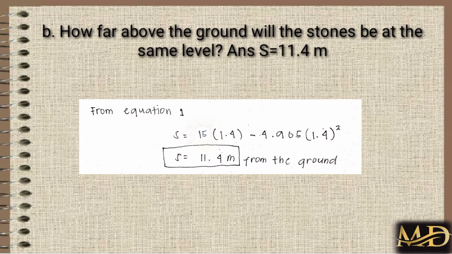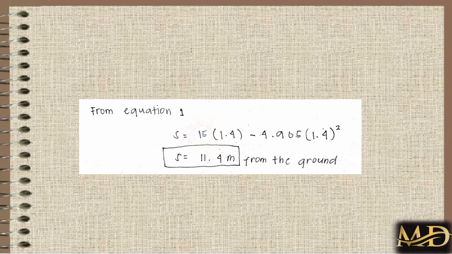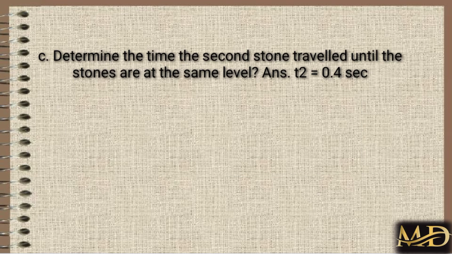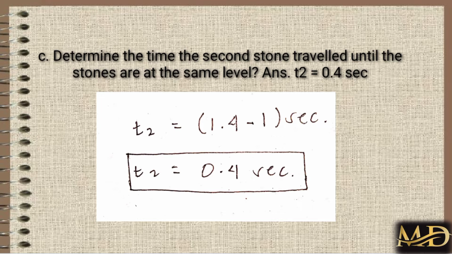Letter B. How far above the ground will the stones be at the same level? From equation 1, S is equal to 15 times 1.4 minus 4.905 times 1.4 squared. So S is equal to 11.4 meters from the ground. Letter C. Determine the time the second stone traveled until the stones are at the same level. So T2 is equal to 1.4 minus 1 second. So the result will be T2 is equal to 0.4 seconds.